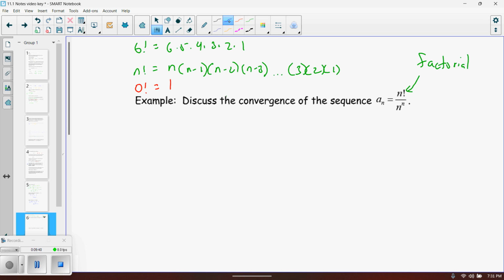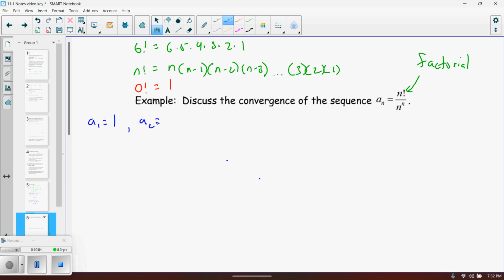First of all, it tells us that a sub 1, based upon plugging in 1 for n, would be 1 factorial over 1 to the first power. 1 factorial is just 1. And then 1 to the first power is 1, so really a sub 1 is 1. Okay, that's an easy one. A sub 2.